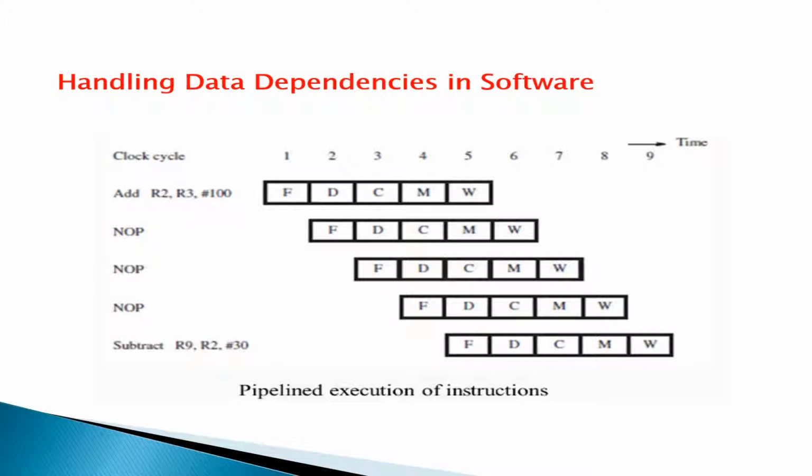The compiler can optimize the code to improve the performance and code size by moving useful instructions into NOP slots. To let instruction I1 complete its execution, a NOP is inserted between instruction I1 and instruction I2.